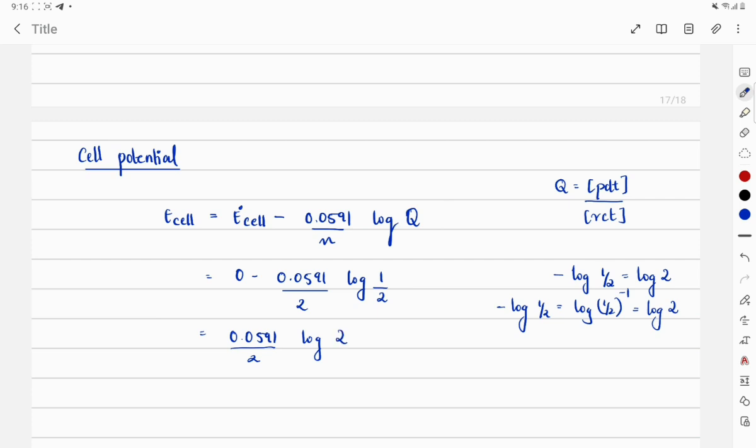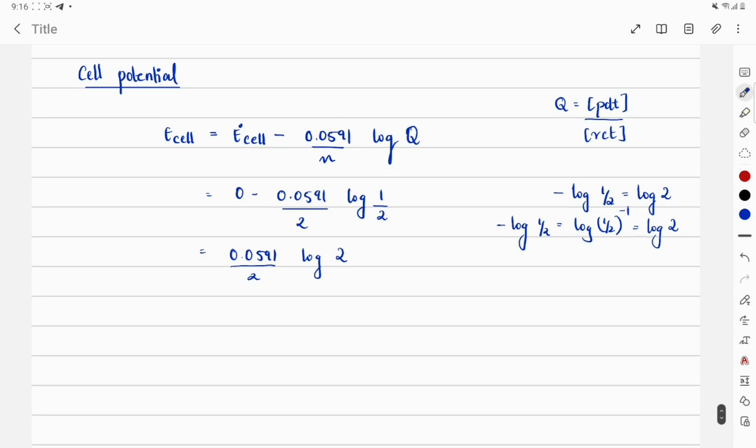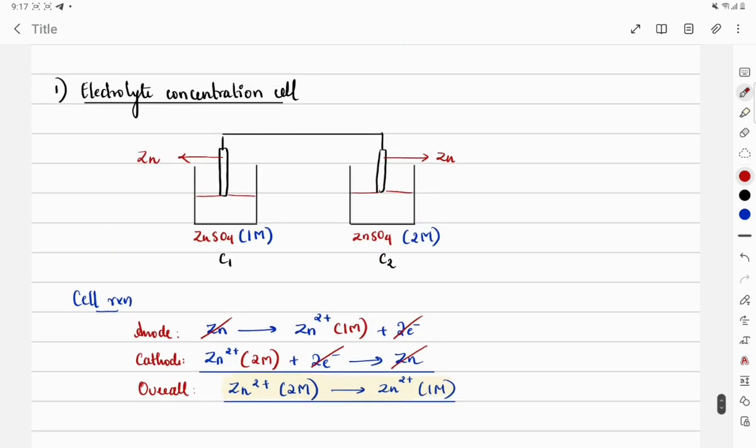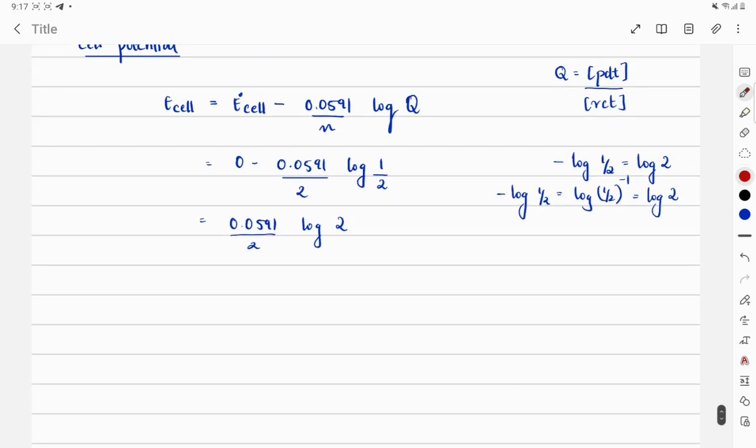So here what we are going to find is, in general, for any concentration cell, which means for any electrolyte concentration cell, what is the general equation for E cell, or how can we modify the Nernst equation? So here we can see that Q is product by reactant concentration. So in general terms, I just used here an example of 1 molar and 2 molar. General case, I'll write it as C1 and C2. So using that, let's try to write an equation.